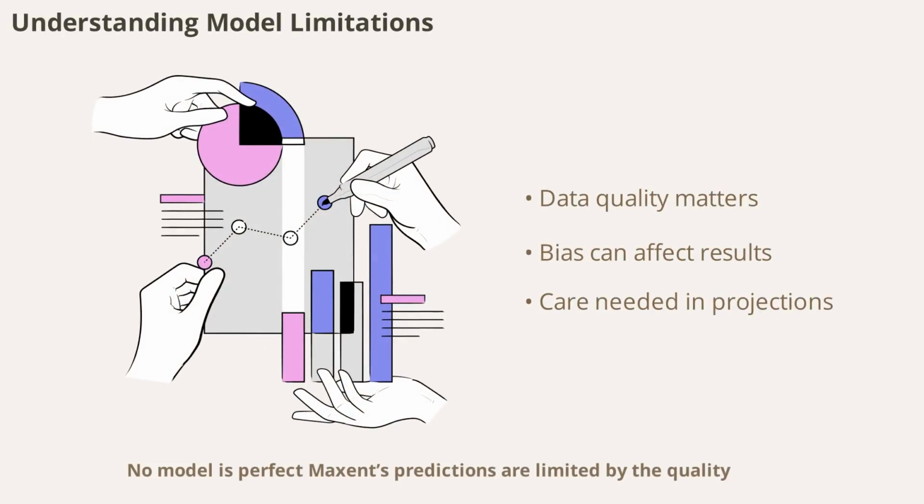No model is perfect. MaxEnt's predictions are limited by the quality and completeness of occurrence and environmental data. If key variables are missing or occurrence records are biased, the model may not capture the full ecological niche. Additionally, projecting models into new regions or future climates requires caution, as relationships may change. Recognizing these limitations is essential for responsible application of species distribution models.